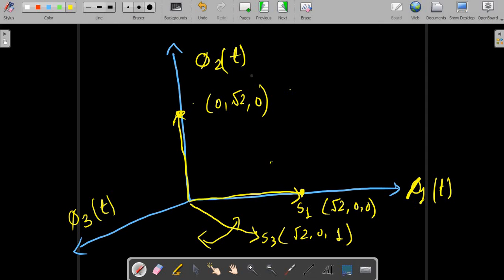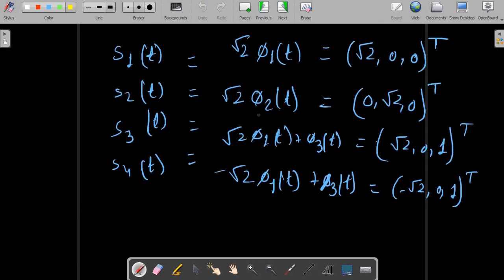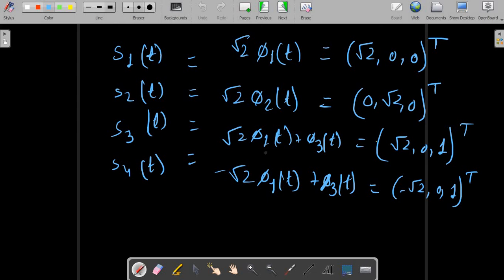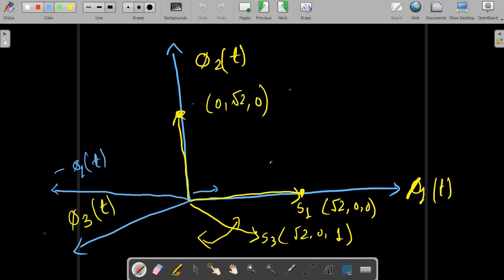At the end, our S4 of t is minus root 2, so we have to go to the minus side. If this side is plus, then this side will be minus. So I am extending this side as the minus phi 1 of t coordinate. So we have minus root 2 and 0 and then 1. We will have S4 of t somewhere here, like minus root 2, 0, 1. Of course, we plot the vector till here, from the origin. So this is our signal space representation of S1, S2, S3 and S4.